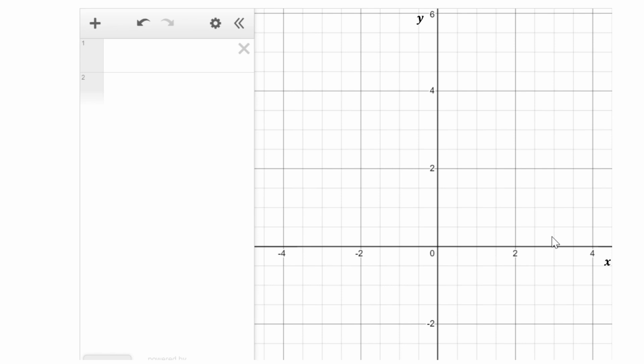Going back to where we were though, one of the key features of a graph are the axes. So we have our y-axis here, which goes up and down or vertically, and we have our x-axis, which goes from side to side or horizontally.